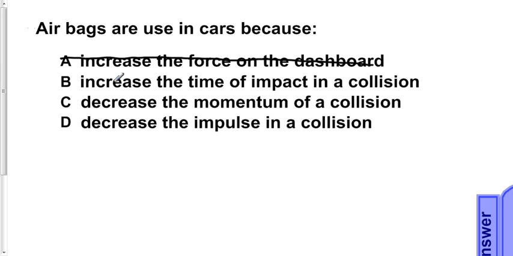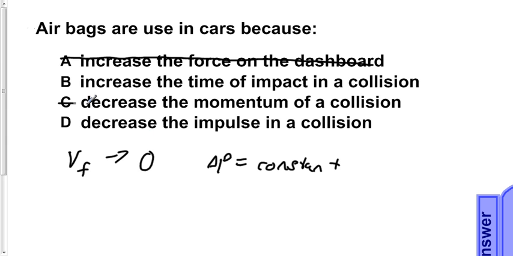Choice B says to increase the time of impact in a collision. This seems like it may be right, so let's leave it. Choice C says decrease the momentum of a collision. This is wrong because airbags can do nothing to decrease the momentum of a collision. During a collision, a car will always go from a set velocity down to zero. No matter how long it takes for this change to occur, the change in momentum will still always be the same. As a result, we can eliminate C.